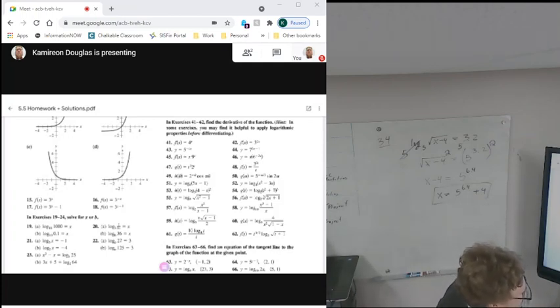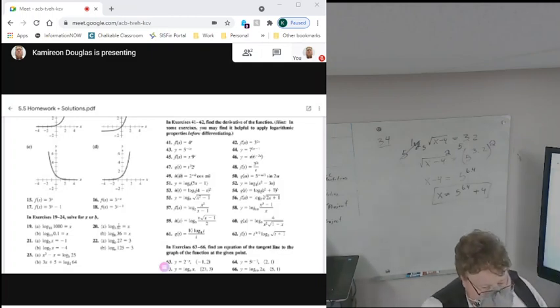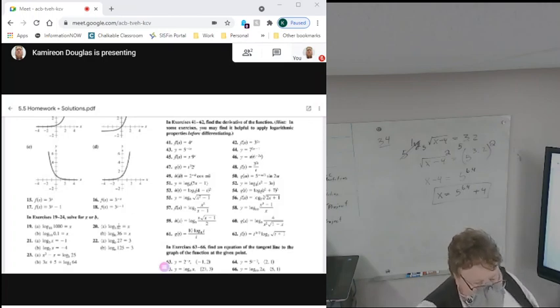There's some you can't really get around. 61. There's no good way to get around that one. Because it's not inside the log, that t on the bottom, it's not inside the log, you have to do a quotient rule.